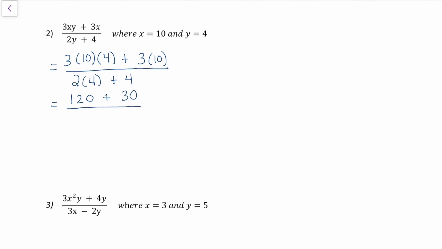And now on the bottom, again, I don't have anything to solve inside of brackets. I don't have any exponents, but I do have a multiplication. So we're going to do that multiplication. 2 times 4 is 8. And now both on the top and the bottom, I only have addition, so I'm going to do that. So 120 plus 30 is 150. And on the bottom, I have 12. And finally, we can do our division there, which we get as 12.5 or 12 and a half.